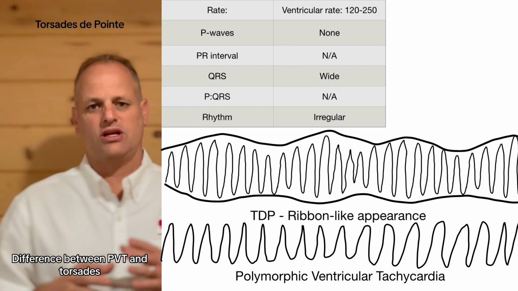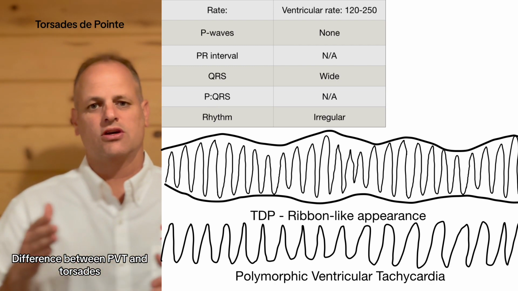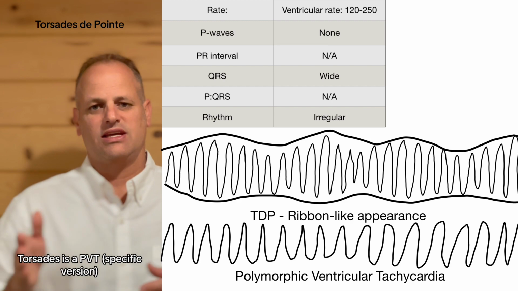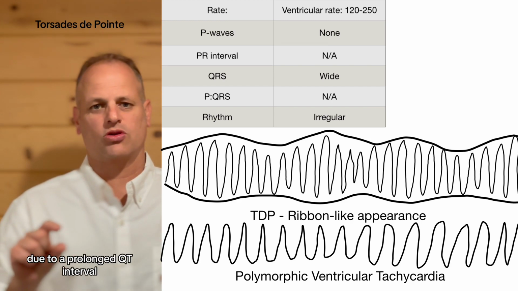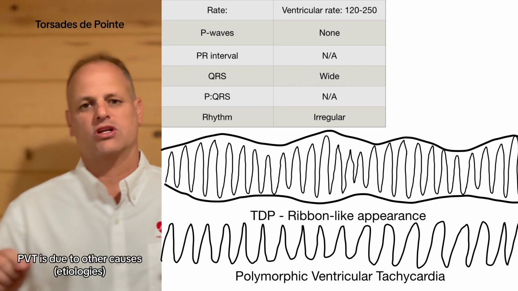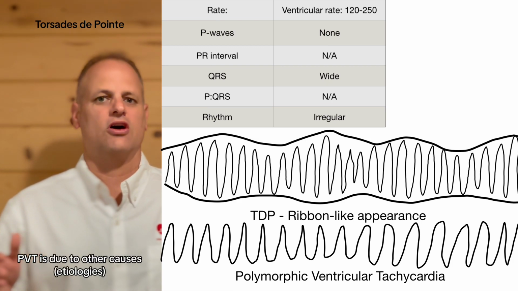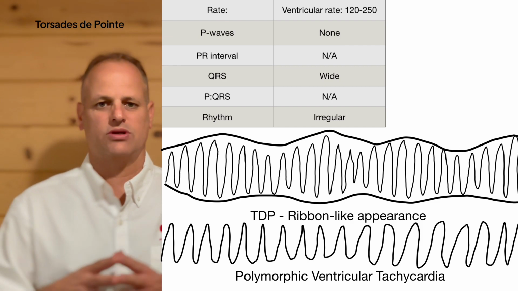Now the difference between polymorphic and torsades: Torsade de Pointes is a polymorphic VTAC that more specifically has a prolonged QT interval, whereas polymorphic VTAC could be due to other causes. That's the difference between the two.